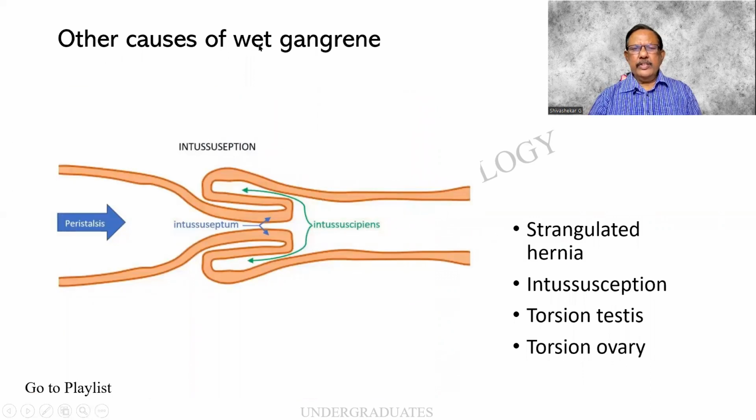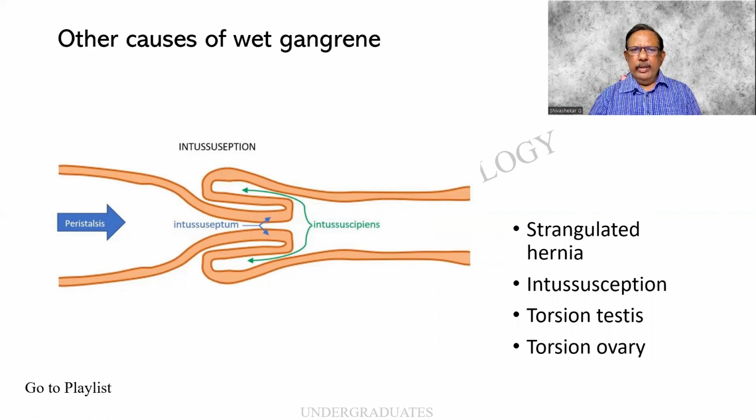This is another condition of a wet gangrene. Always in the intestine, there can be a gangrene because of a strangulated hernia. Hernia is nothing but an abnormal protrusion of a viscus through an opening. That is called hernia.